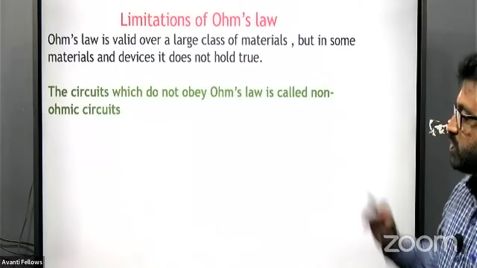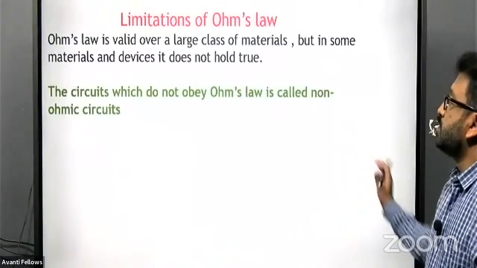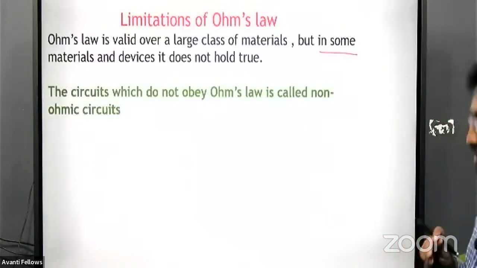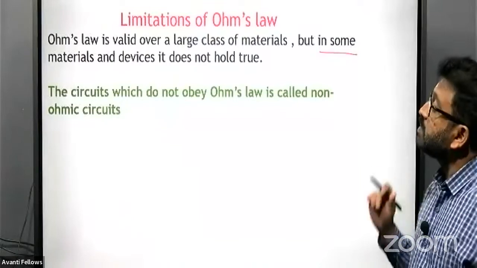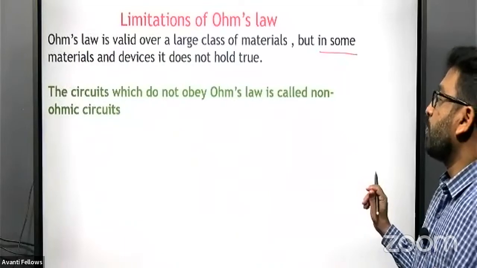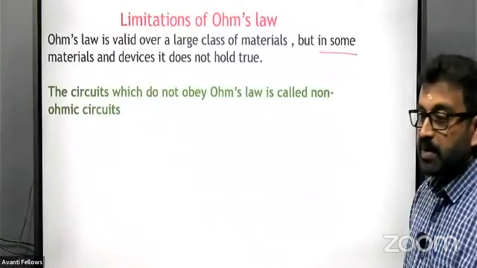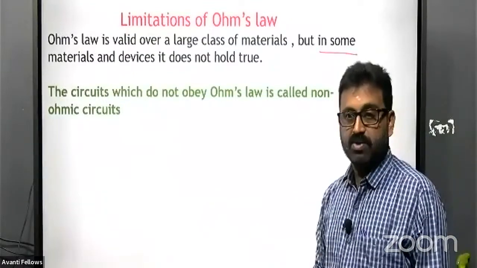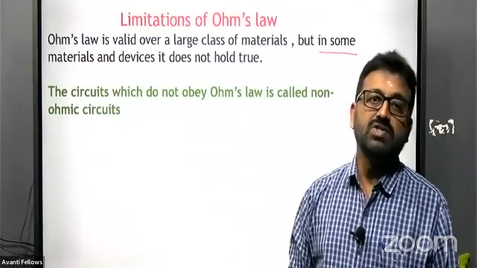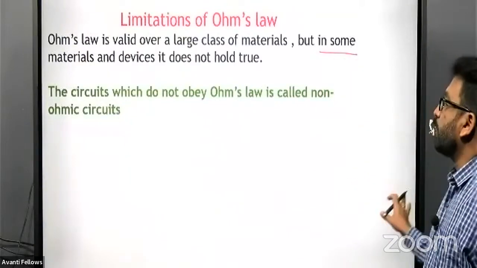Now the limitations of Ohm's law, we will go in brief. In some materials and devices, it does not hold true. In some materials like semiconductors, Ohm's law will not hold true. There are two basic categories of circuit elements: ohmic and non-ohmic. Ohmic circuits are the circuits which obey Ohm's law, and non-ohmic circuits are the circuits which do not obey Ohm's law. So these are the two types of circuits.